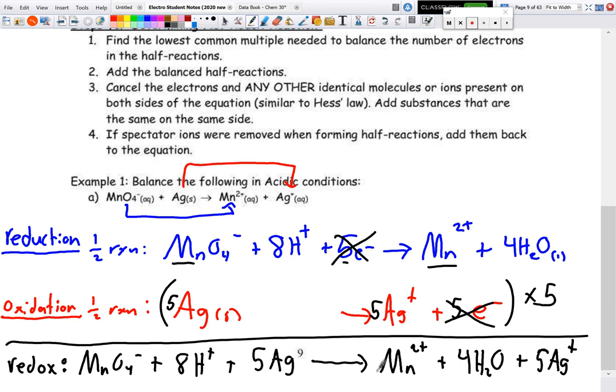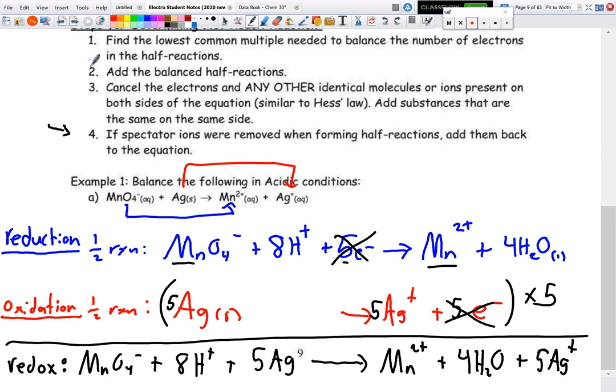And that is what our redox equation will look like. Now step 4, if spectator ions were removed when we're forming our half reactions, we add them back together. So that kind of goes back with the last lesson there when we dissociate all of our highly soluble things. So look for the spectator ions to kind of take them out. So if there are spectator ions there, we can put them right back into our net reaction if we want to. And that's balancing our half reactions.